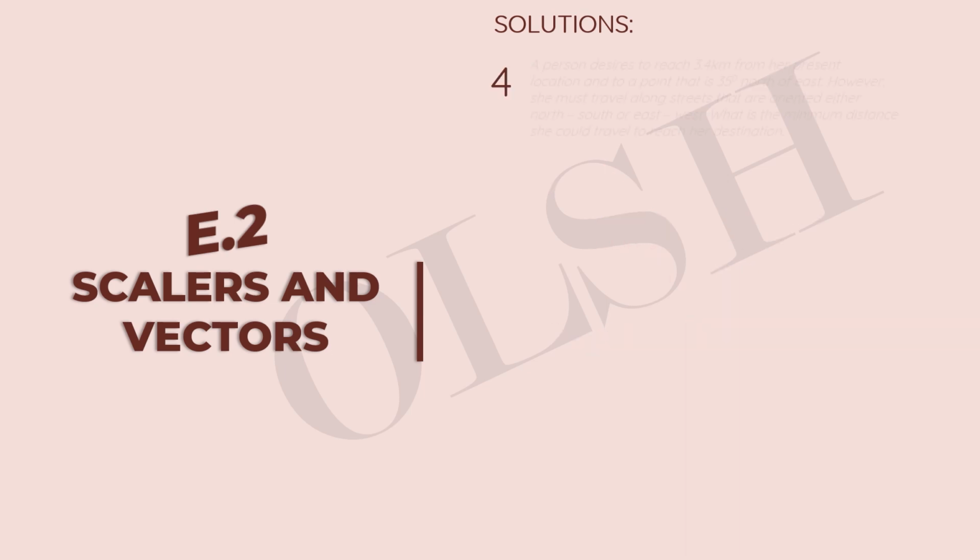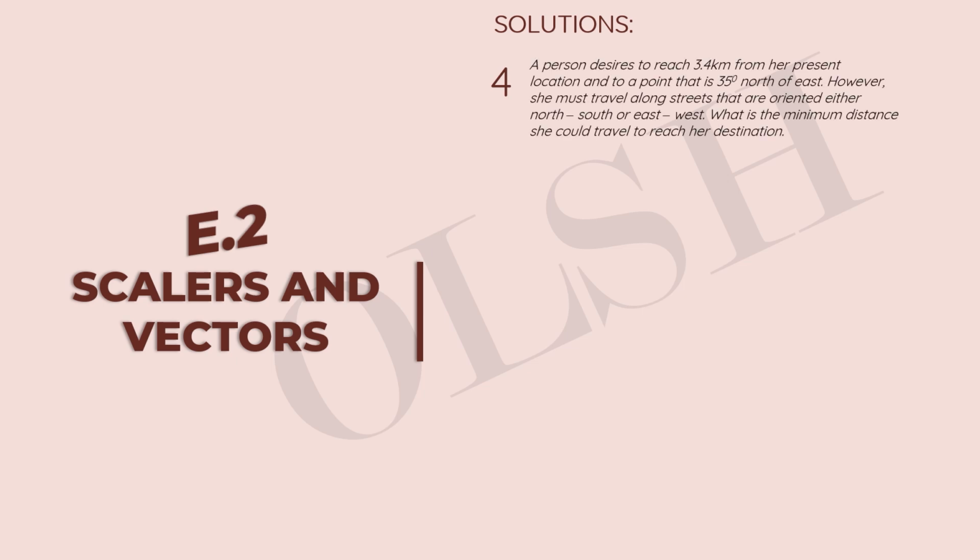So let's look at the fourth question. A person desires to reach a point 3.4 kilometers from her present location and to a point that is 35 degrees north of east. However, she must travel along streets that are oriented either north-south or east-west. What is the minimum distance she could travel to reach her destination? Okay, so let's draw something that can help us understand this question.